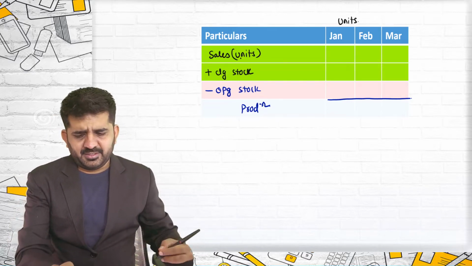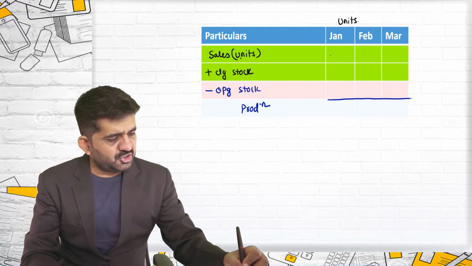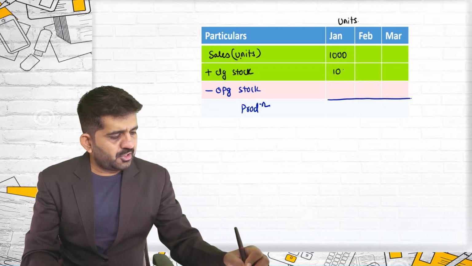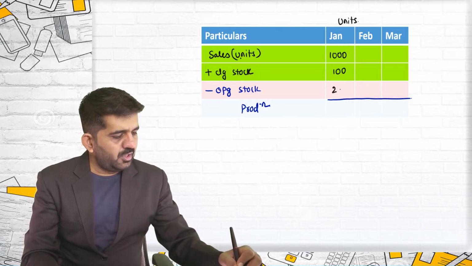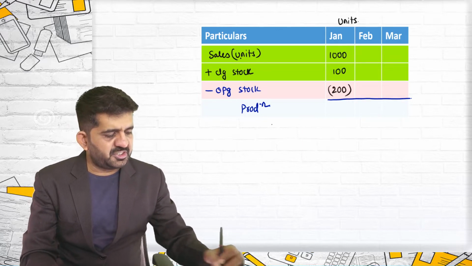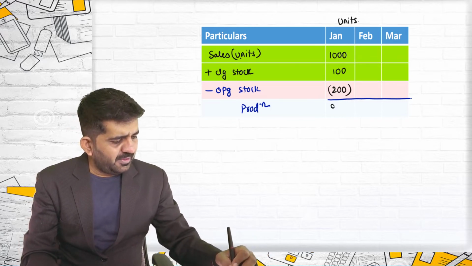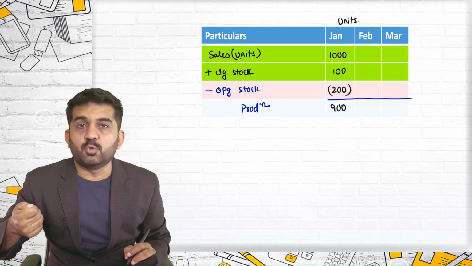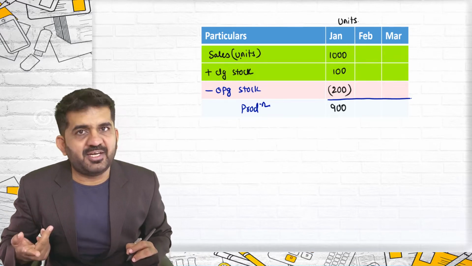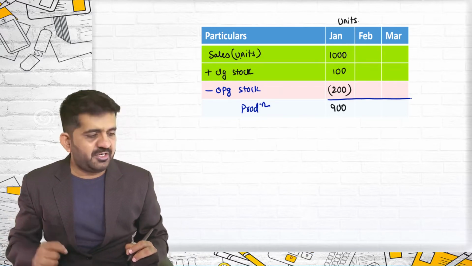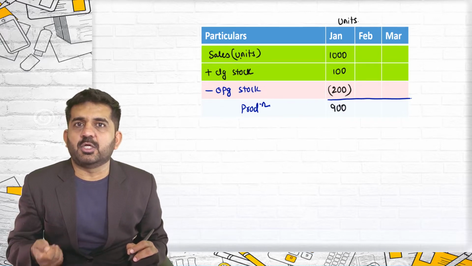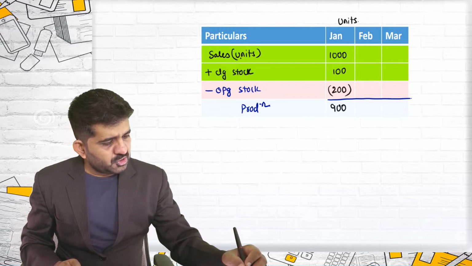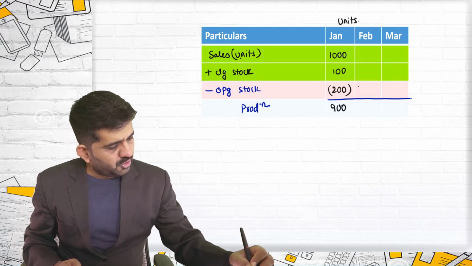So let me take some figures. Say sales in January is required to be 1000 units. Closing stock required is 100 units. Already you are having 200 units in opening stock. You will be manufacturing 900 units. Now what you will do? You are already having 200, you will be manufacturing 900. So now you will be totally having 1100, out of which you will be selling 1000, and so you will be having 100 units as closing stock. Closing stock of January will become opening stock of February.